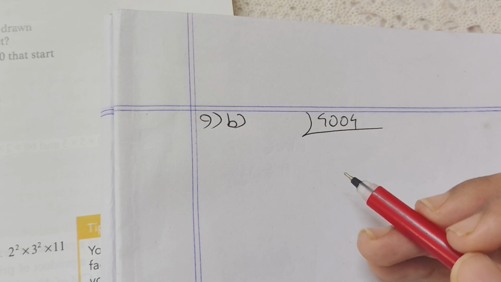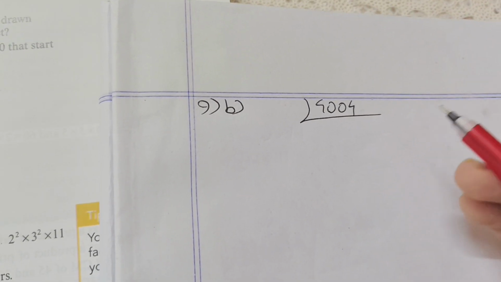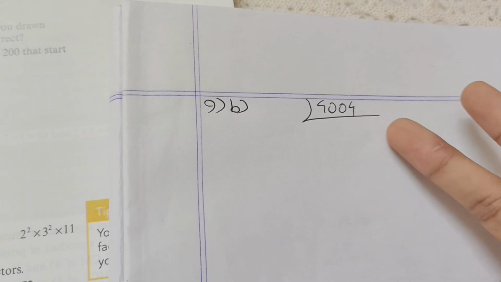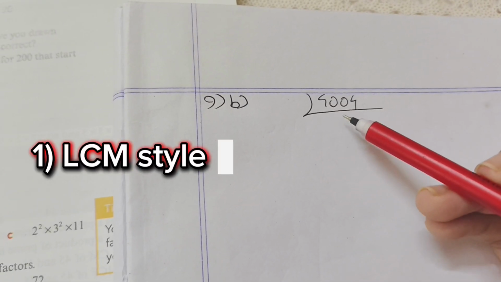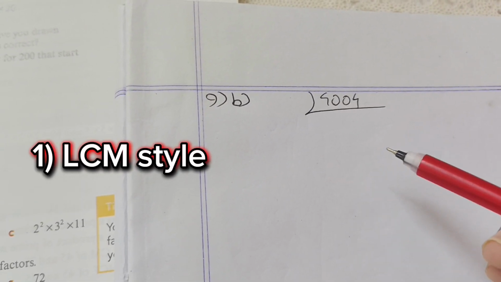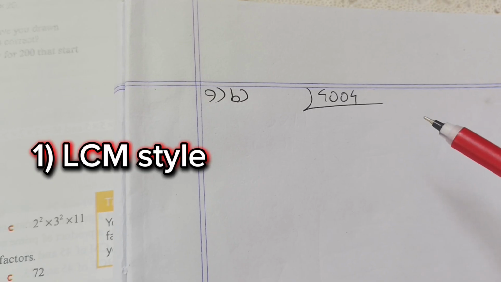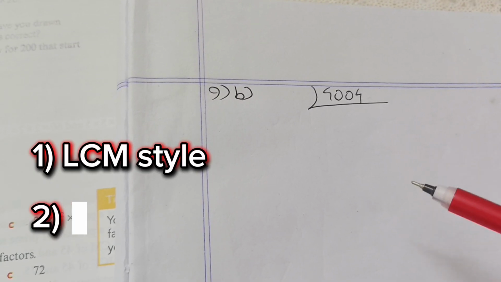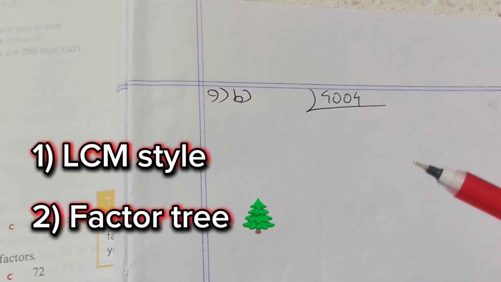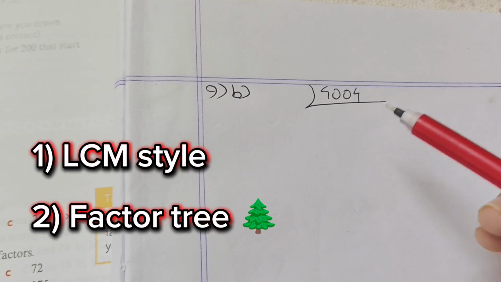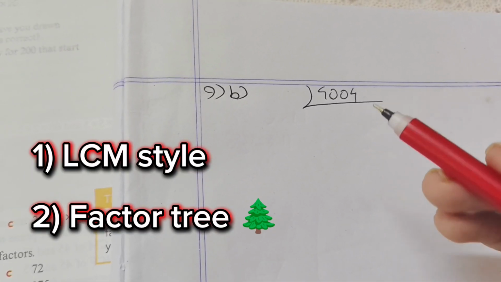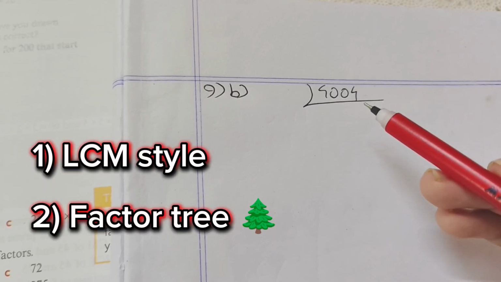In 9b, we got 4004, and mind you that there are two ways to find prime factors, which is this way, like an LCM style, and another way you can do is by using the factor tree. So whichever is more beneficial to you, you can use. But I would suggest you guys to use this one.